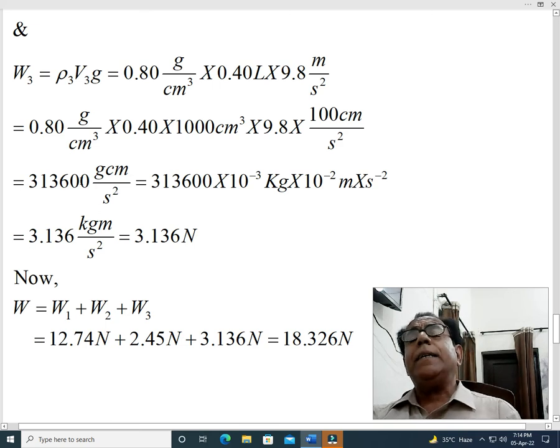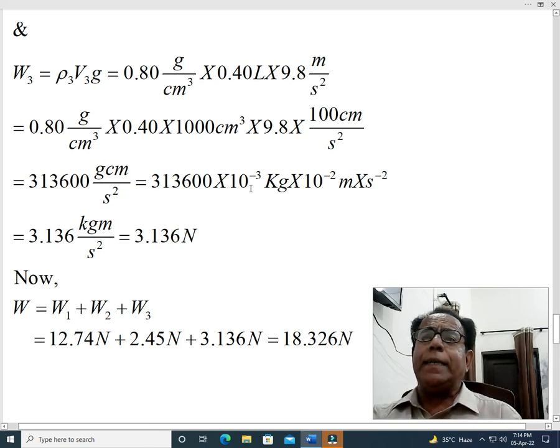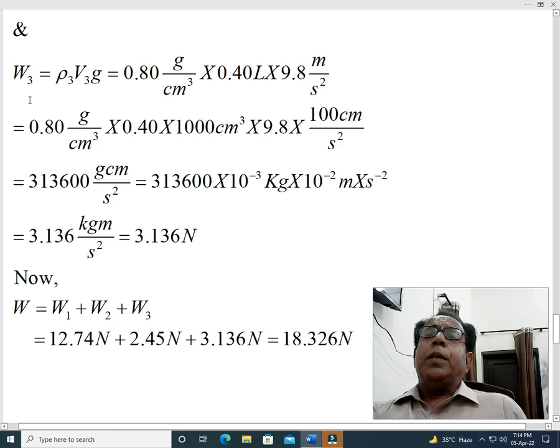We again move back towards the kilogram meter. So we will multiply it with 10 raised to the power minus 3. Then in this case gram will become kilogram, and into 10 raised to the power minus 2, in this case centimeter will be converted into meter. Okay, so we will be left with this expression, 3.136 kilogram meter per second square, and we know that this expression is equal to Newton. So our W3 has become equal to 3.136 Newton.